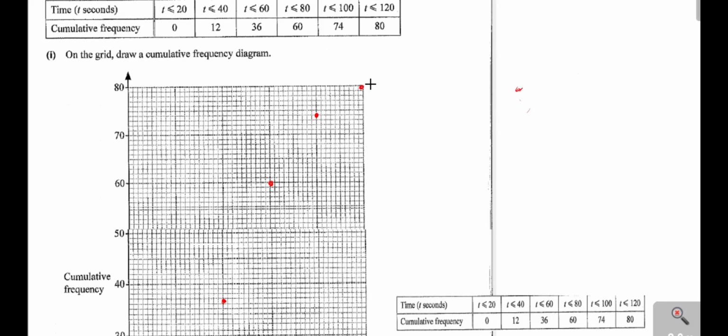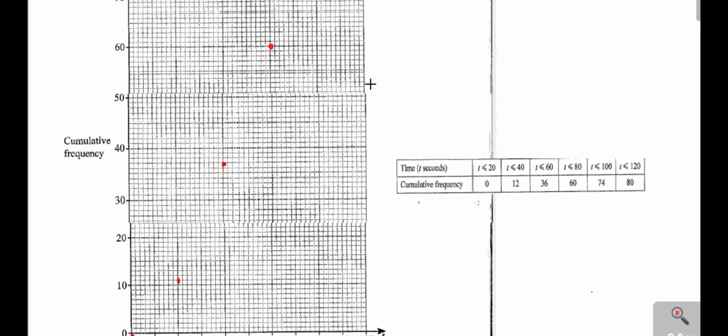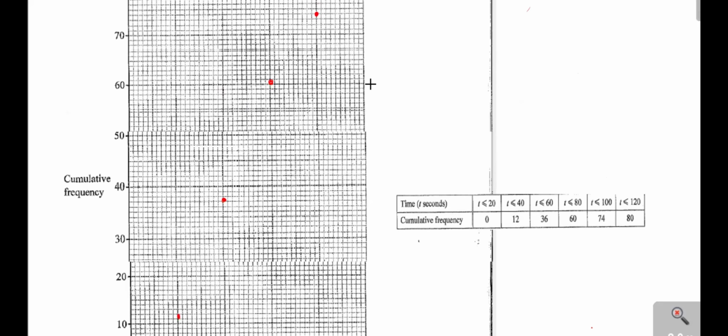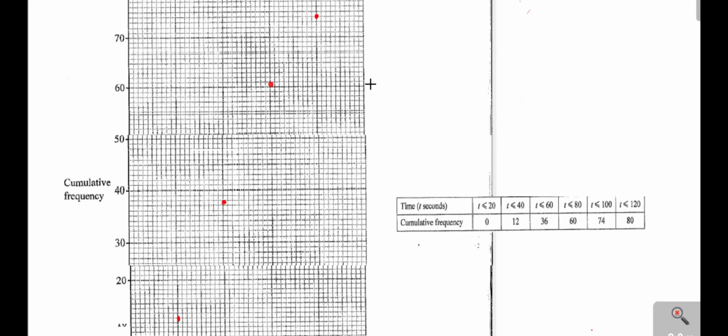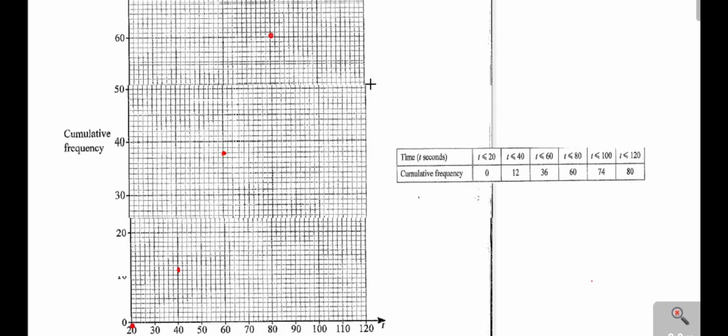This is the position. Now to draw the cumulative graph, we will join all these points here. And this is the cumulative graph. And now we start the next part of this question.